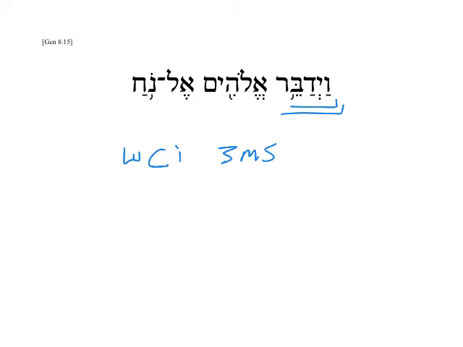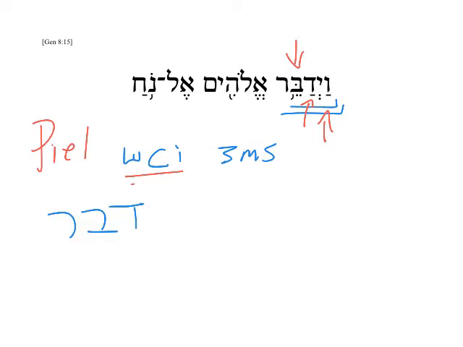We can also see in this case that it comes from the root dalet beit resh, from davar, to speak. Then we need to figure out which stem it is from. And so we have both our major indicator, the shva, telling us this is a Piel, but we also in this case have the minor indicator, a dagesh. And even though that's a begadkefat letter, I know it's a dagesh forte because the patach precedes it. So this is a Piel, a vav consecutive imperfect, 3ms, and God spoke to Noah.